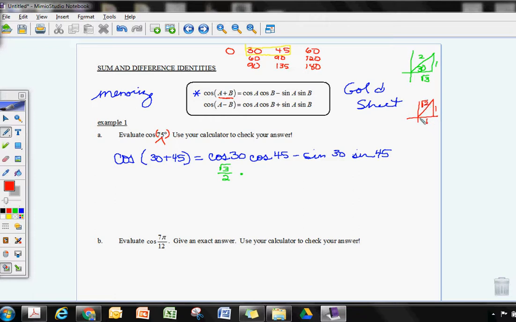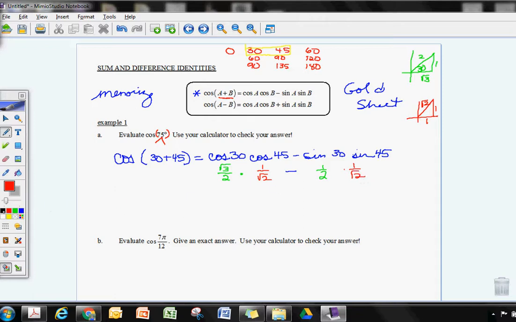45 is 1, 1, root 2. Do you guys get why you did your opener? Cosine would be 1 over root 2. And then we're going to have our subtract sign. And the sine of 30 degrees is opposite over hypotenuse, 1/2. And the sine of 45 degrees is 1 over root 2.